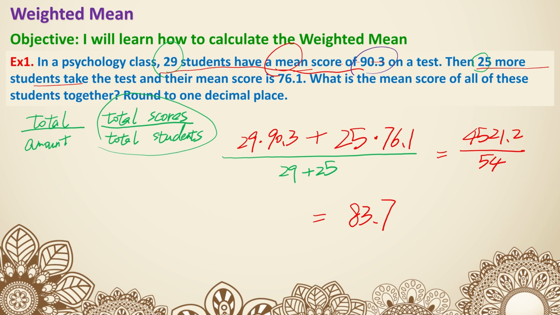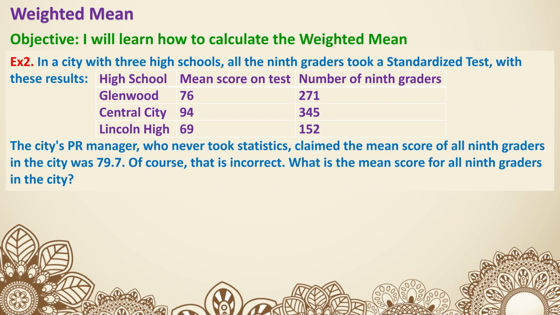The reason you can't just take these 2 mean scores divided by 2 is because for 90.3, there are 29 of them, but for 76.1, there are only 25 of them. So they have different effects on the actual average. That's why we have to calculate the total and then divide by the total amount of students. And that is example 1. Example 2 works in very similar ways. All of these numbers that you see, we have 3 different schools and they have a mean score and they each have an amount of students.